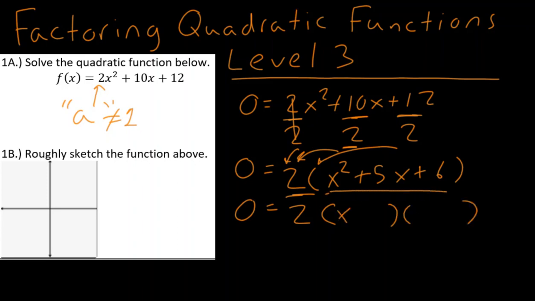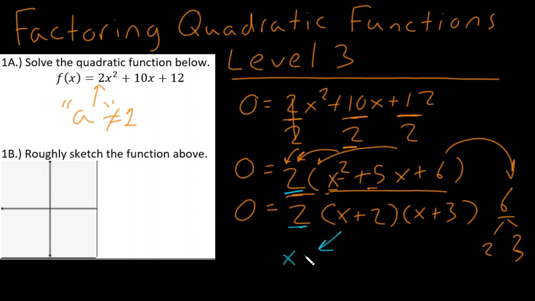I know that x times x gets me to x squared. And over here I can break down the 6. Remember, we break down our last term. And what two numbers multiply to be 6 but add to be 5? Well, that would be 2 and 3. Oh, 2 and 3. And so I can write plus 2 and plus 3. And so the cool thing is, once I factor out this 2, I essentially just get to ignore it.